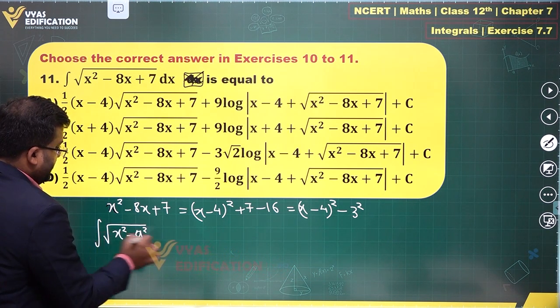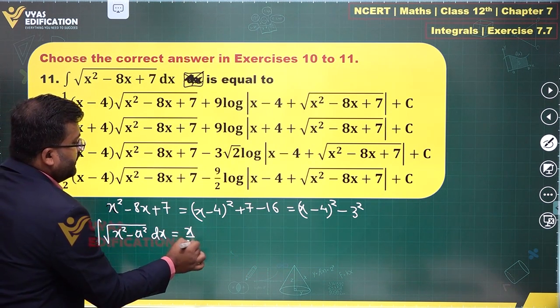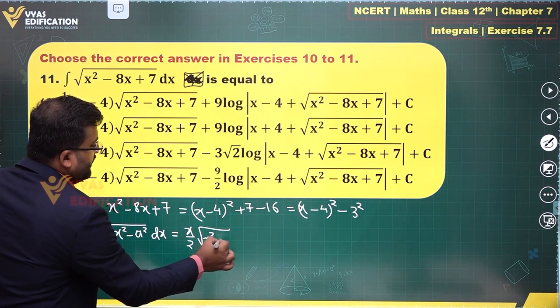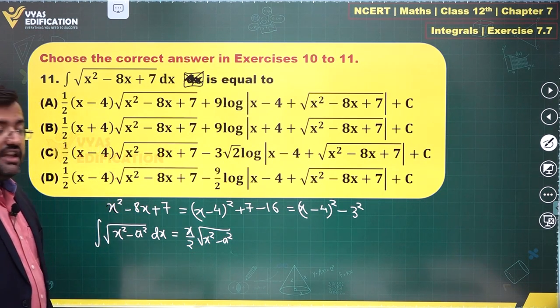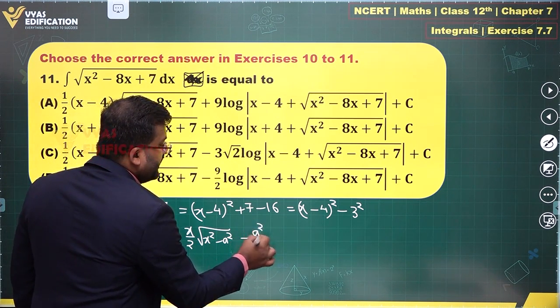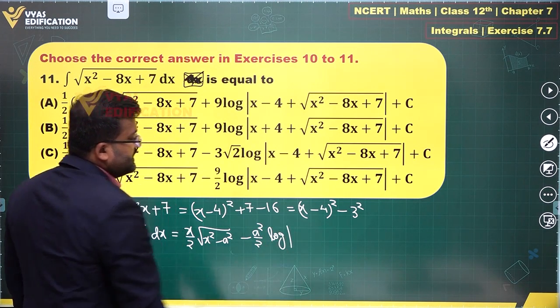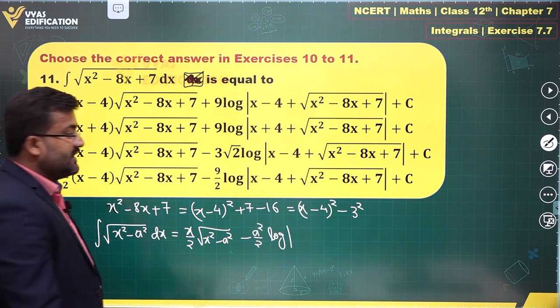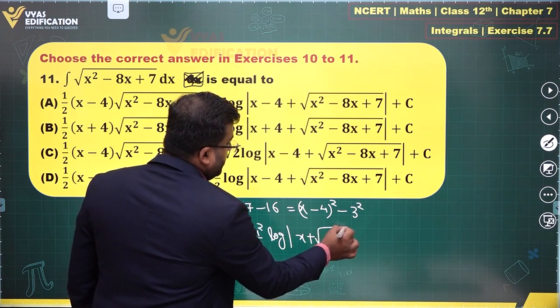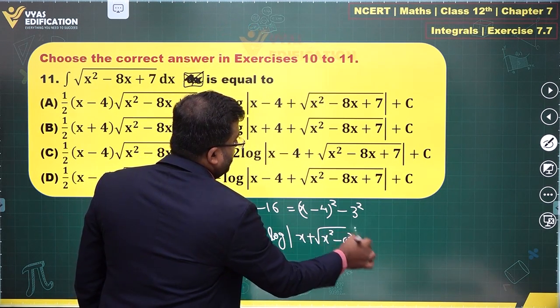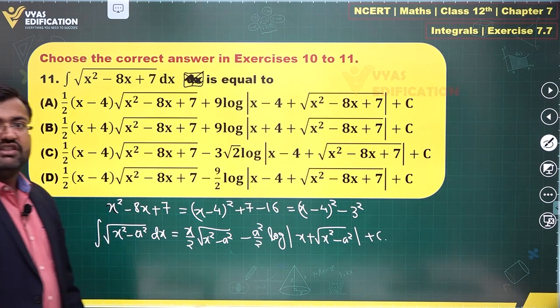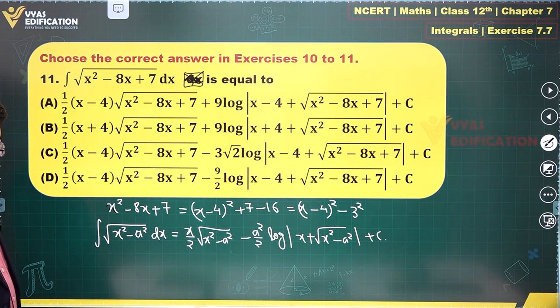The formula says the integral of under root of x square minus a square dx will be x by 2 under root of x square minus a square. That's the first thing. Then there will be a minus a square by 2 log modulus x plus under root of x square minus a square, plus constant. This is what you'll have. Is that okay? Yes, that looks okay.